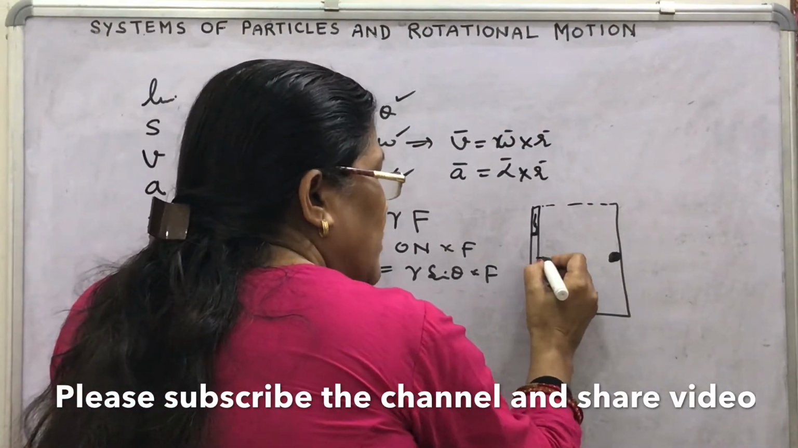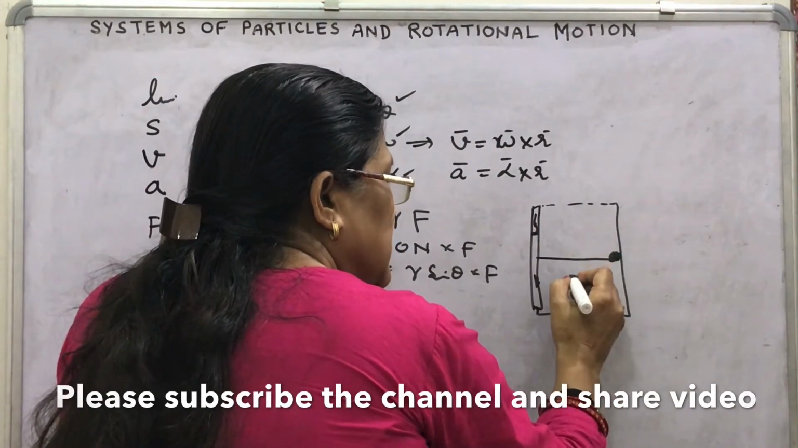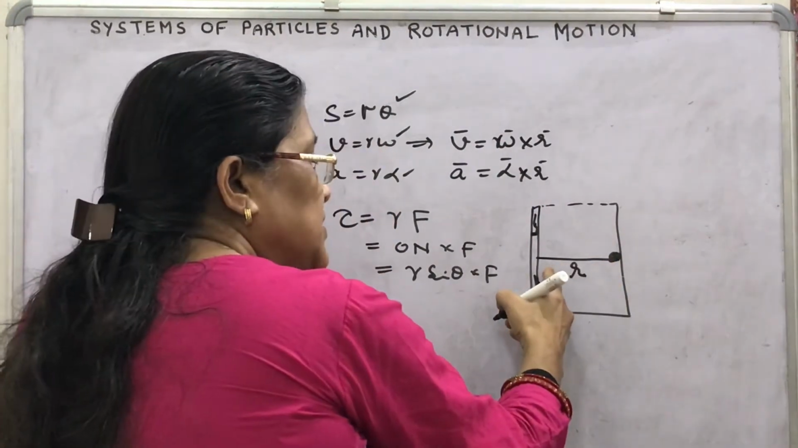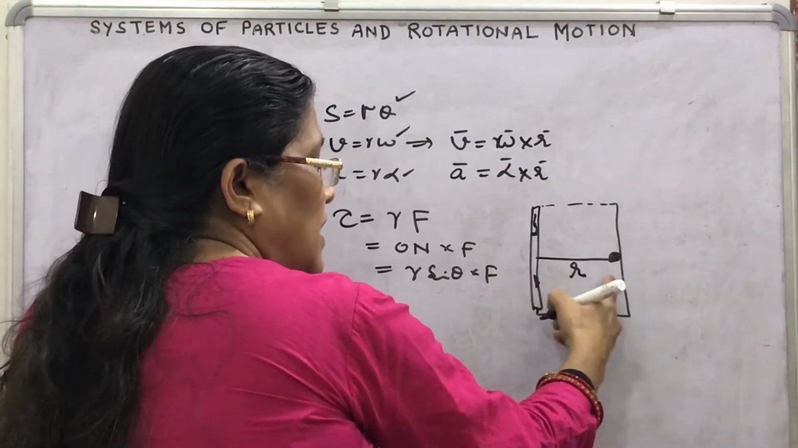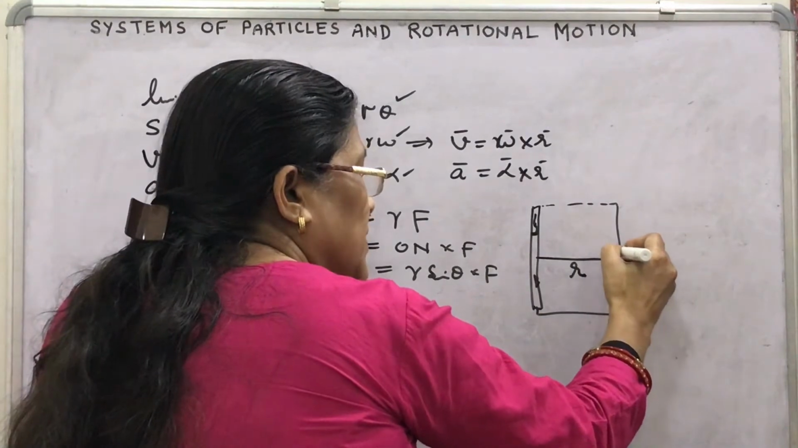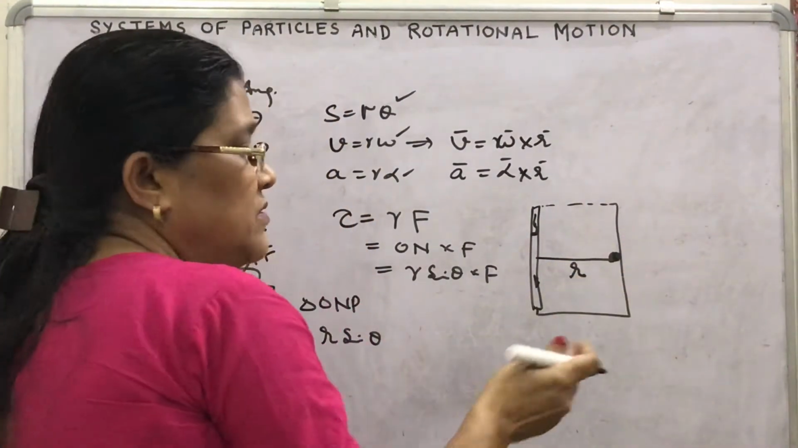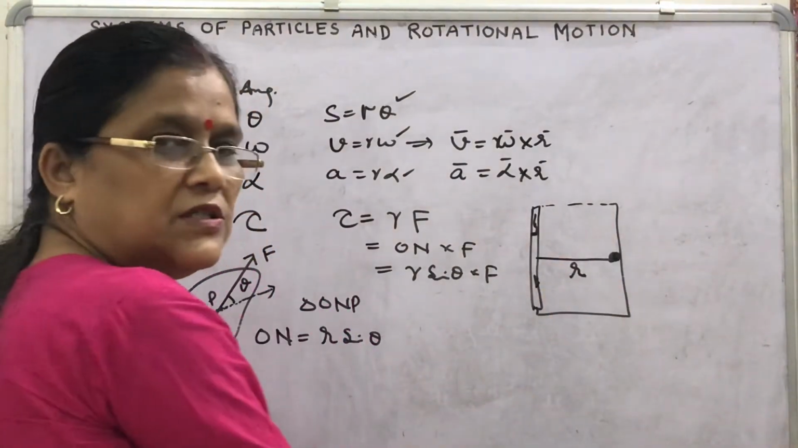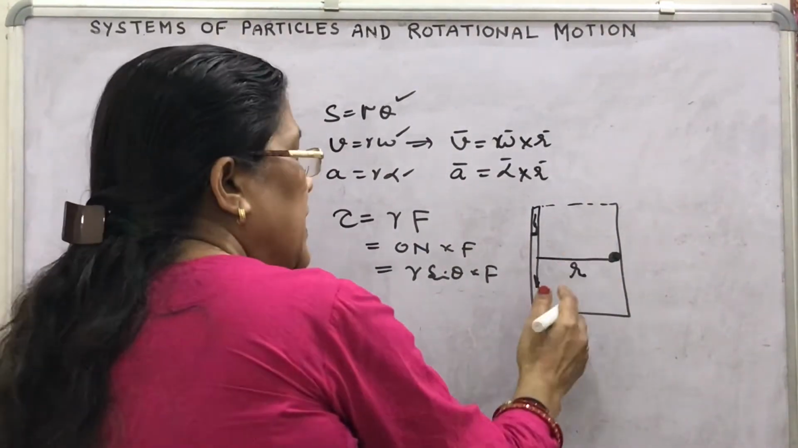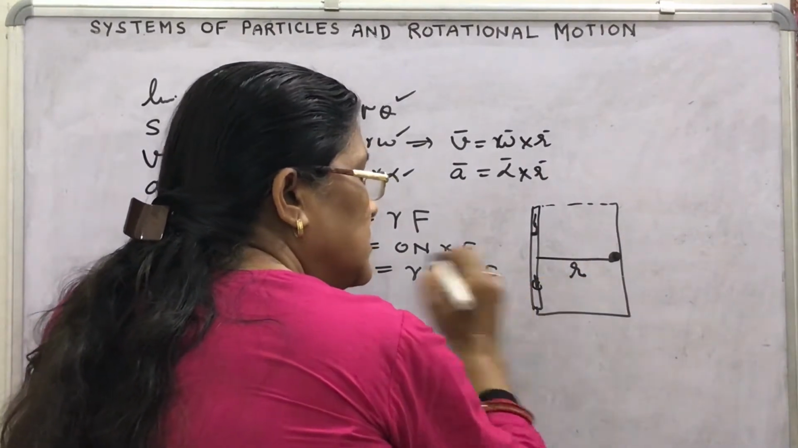This distance from the handle is the perpendicular distance. Suppose this distance is R. This is called the moment arm or lever arm. And if you apply the force at this knob, then the door is opened or closed as per the situation. What happens? The door turns around the hinges.